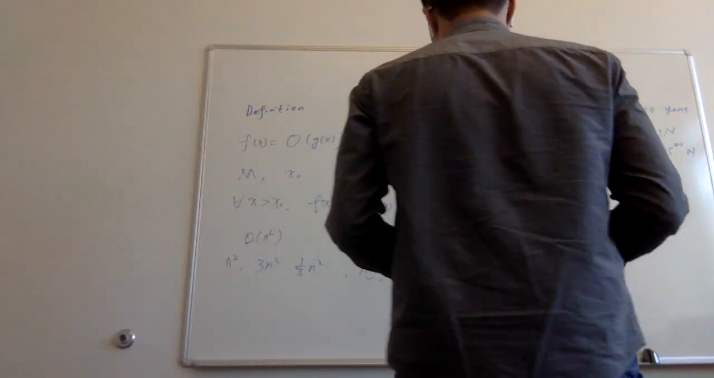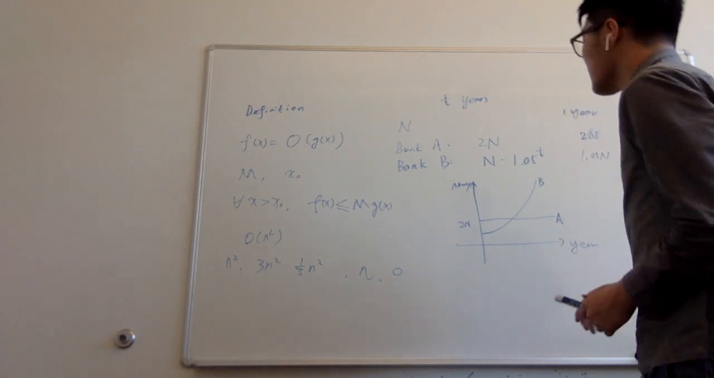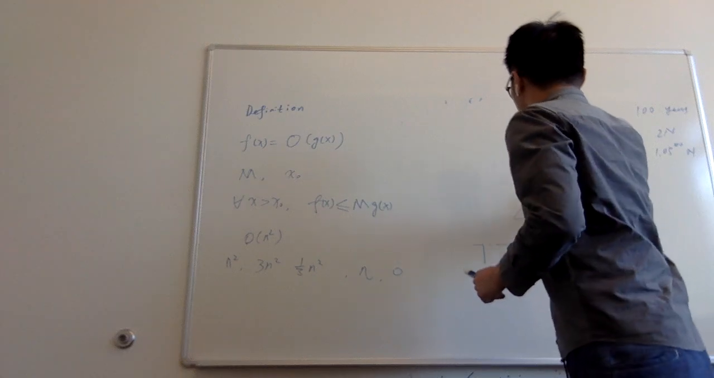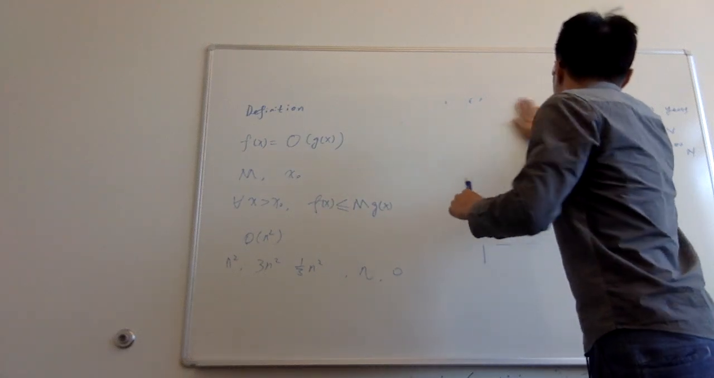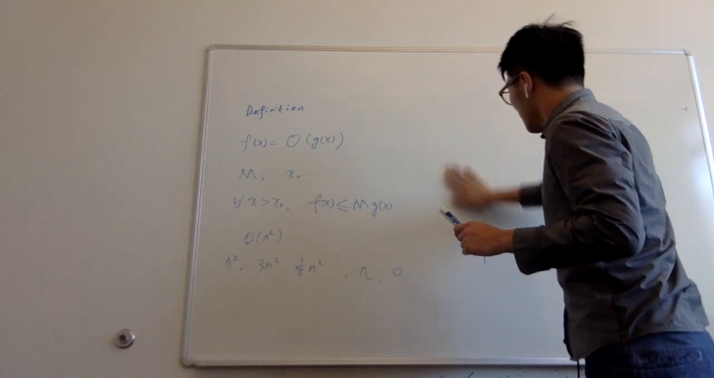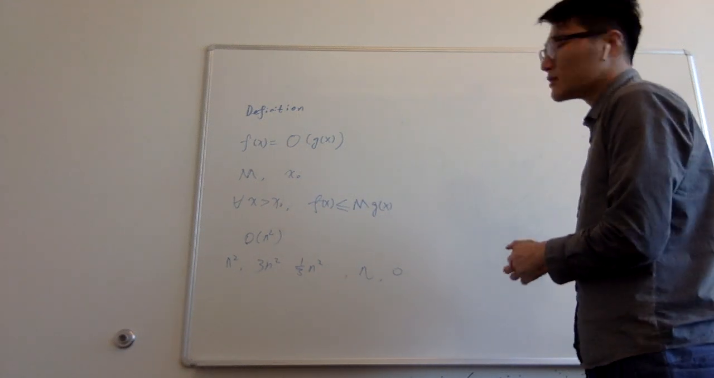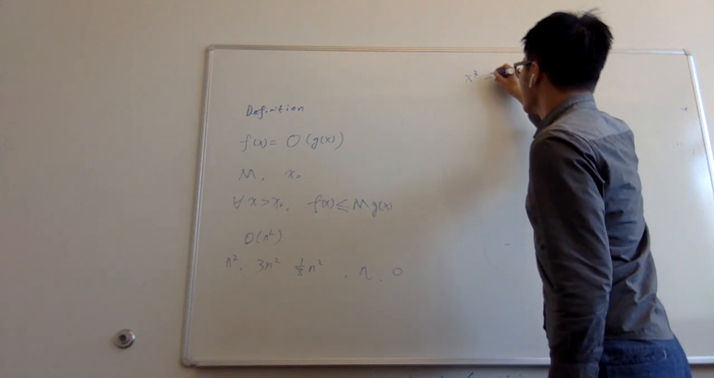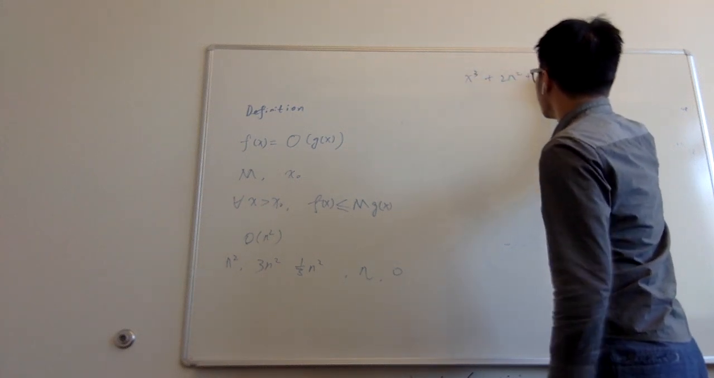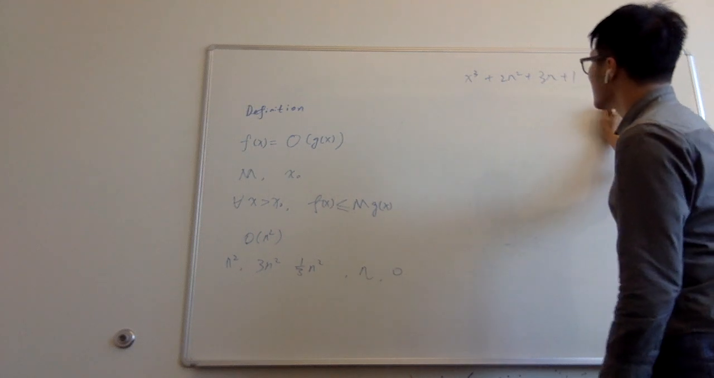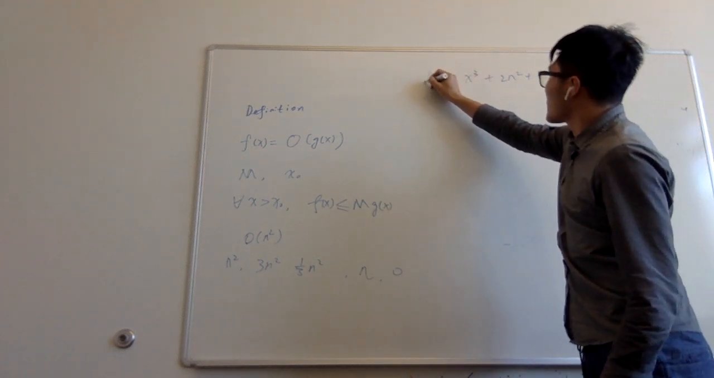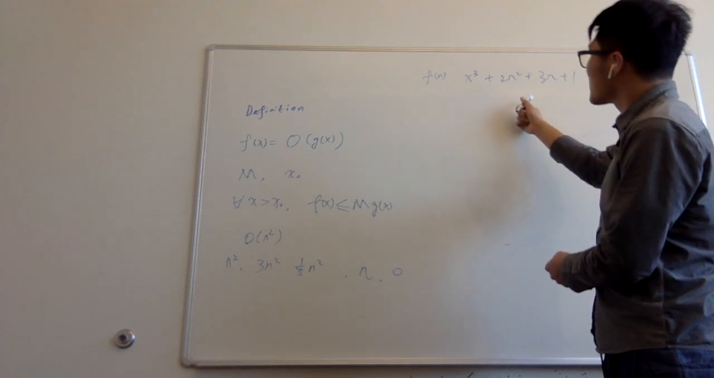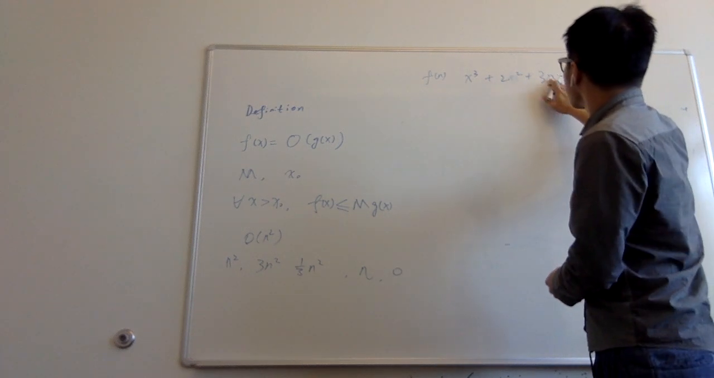And then let's analyze the big O for some common functions here. So first is about the polynomial functions. Maybe we can write a simple polynomial as x cubed plus 2x squared plus 3x plus 1. So suppose this is our polynomial function, f of x.